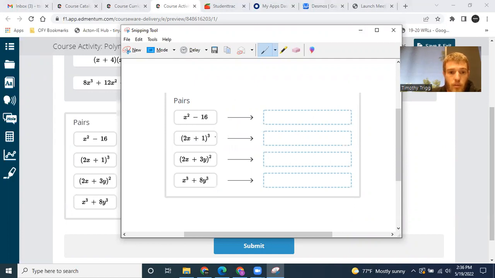For this first one, I'm going to do this one first. So we're going to do 2x plus 1 to the power of 3. Now, hopefully you know that to the power of 3 means that thing is multiplied by itself 3 times. So it's essentially 2x plus 1 times 2x plus 1 times 2x plus 1. So I'm just going to write it 3 times like this.